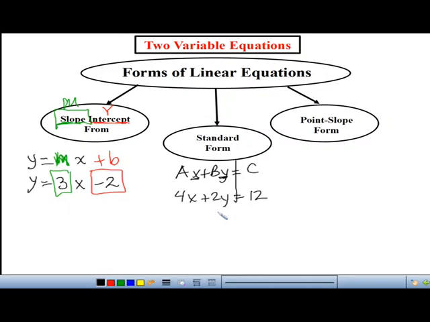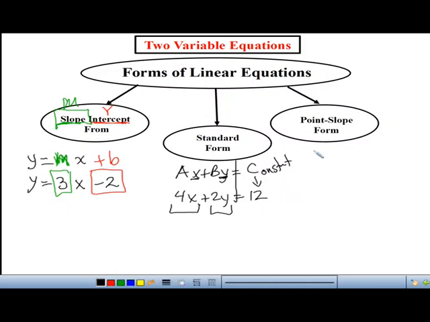The other thing to mention is that both X and Y are on the same side, but which one came first? The X comes first, and then the Y. The last one over here on the other side is known as C, or also C for the constant. The constant is by itself. Does that make sense? Yes, Mr. Q, I remember these. Okay, good.